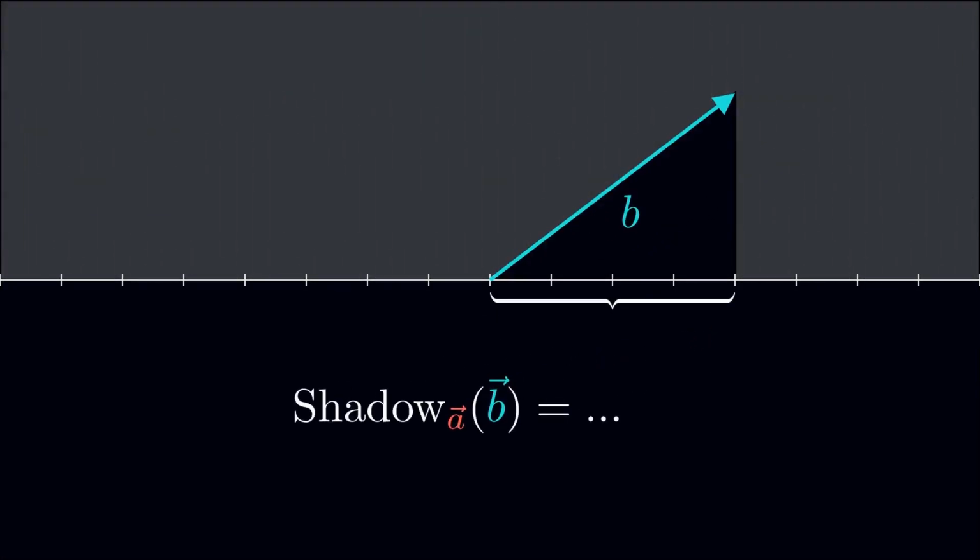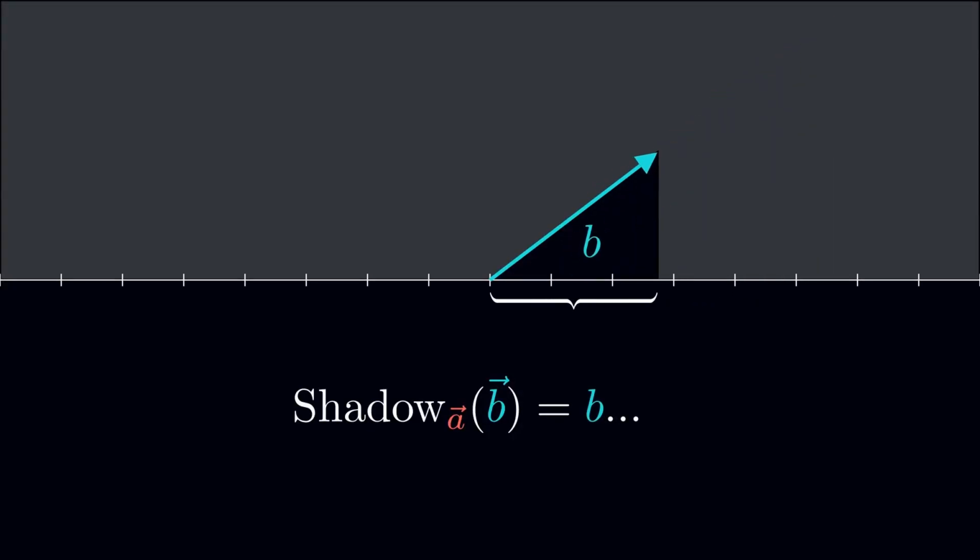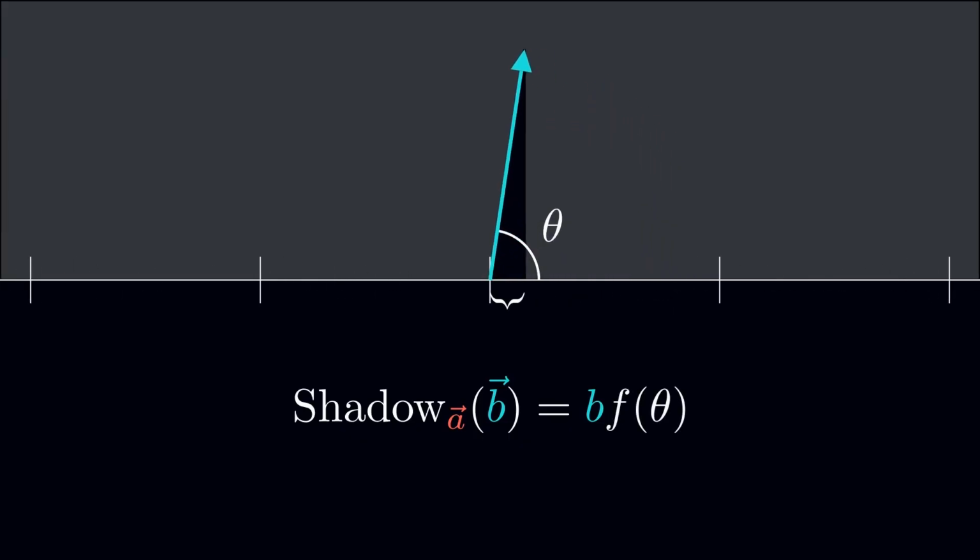So what is the length of this shadow? Well, we know that the shadow scales with the length of B, since a longer vector gives a longer shadow. But there's also a kind of angle factor, which doesn't depend on B's length.